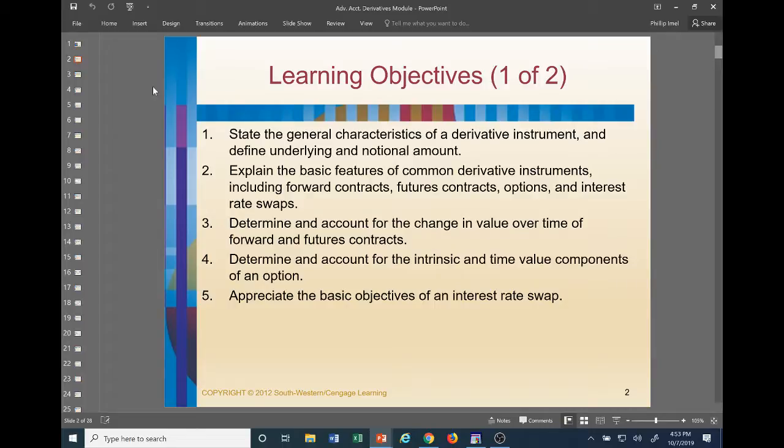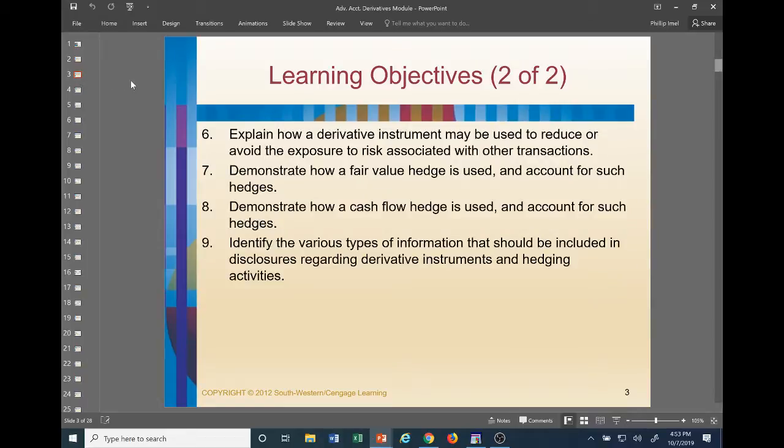Determine and account for the intrinsic and time value components of an option. And appreciate the basic objectives of an interest rate swap. Explain how a derivative instrument may be used to reduce or avoid the exposure to risk associated with other transactions. Demonstrate how a fair value hedge is used and account for such hedges. Demonstrate how a cash flow hedge is used and account for such hedges.